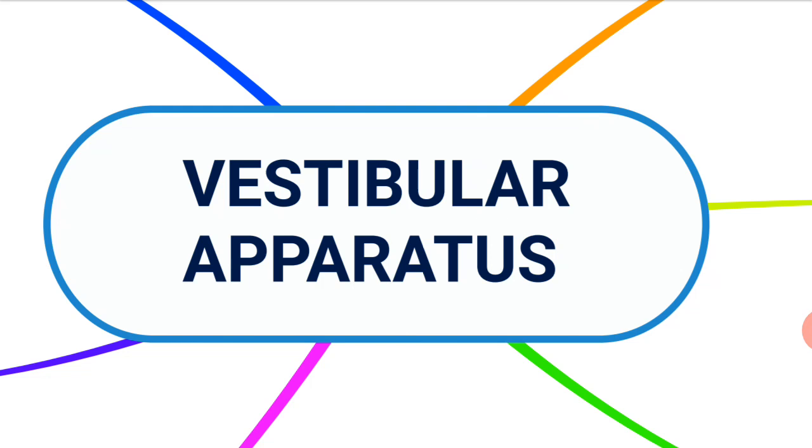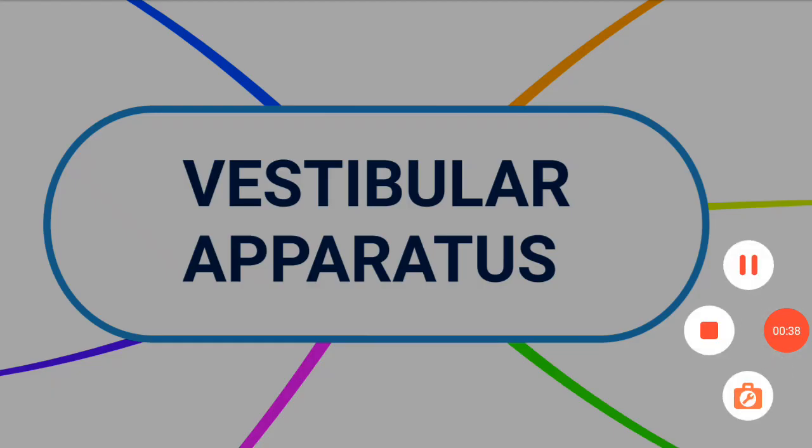The space between membranous labyrinth and bony labyrinth contains perilymph, which is similar to the extracellular fluid. So endolymph is similar to intracellular fluid and perilymph is similar to the extracellular fluid.